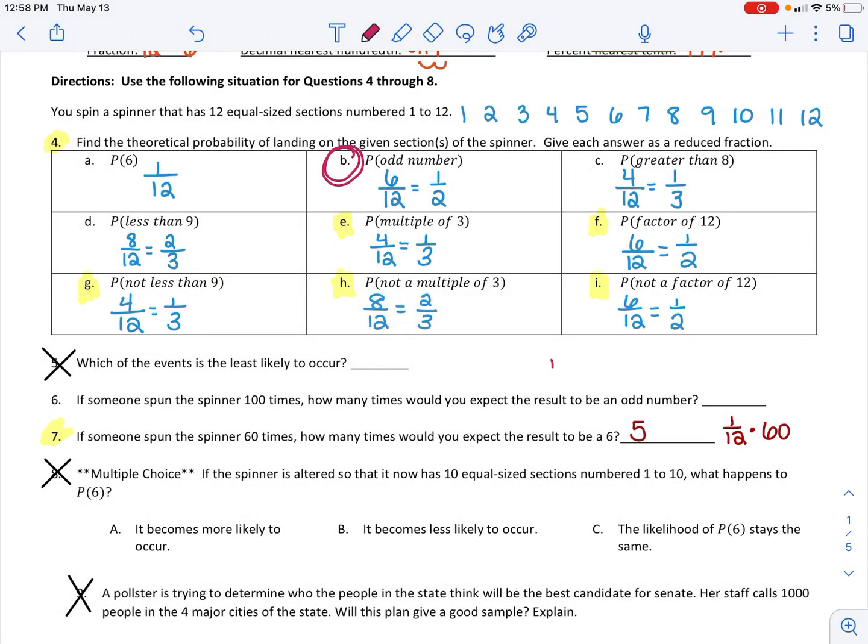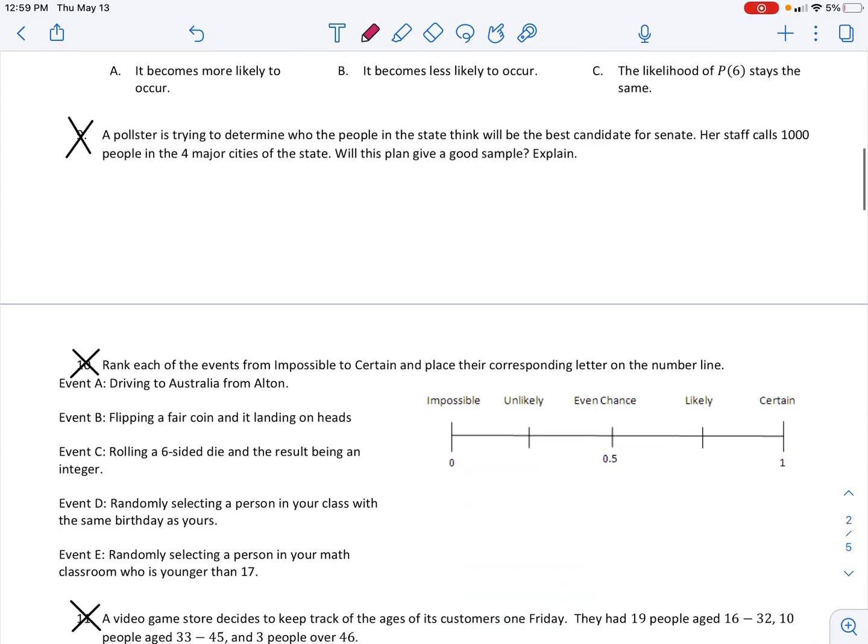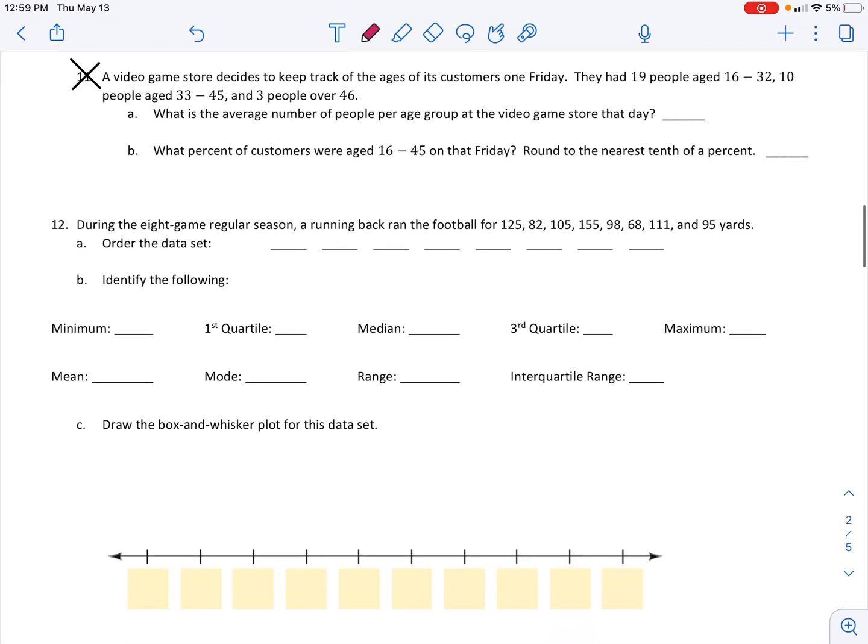So we're going to say 1/2, and then we're going to multiply that by the fact that we are going to try to spin it 100 times. So 1/2 times 100, if you put that into your calculator, it is going to be 50. So we are expected to get an odd number 50 times out of 100. Okay. We are going to skip 8, 9, 10, 11, and we're going to look at number 12 now.